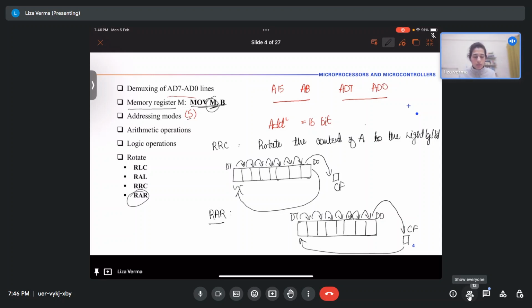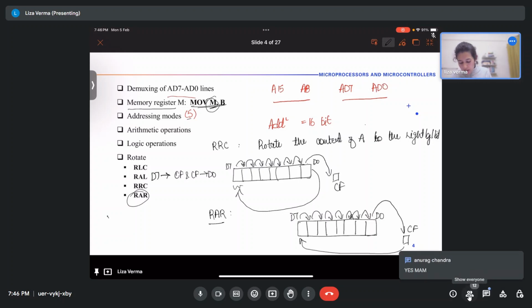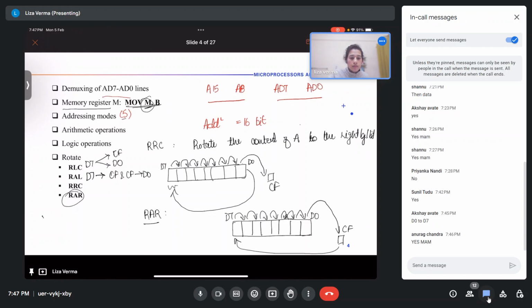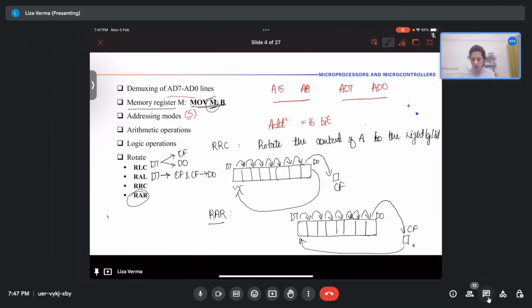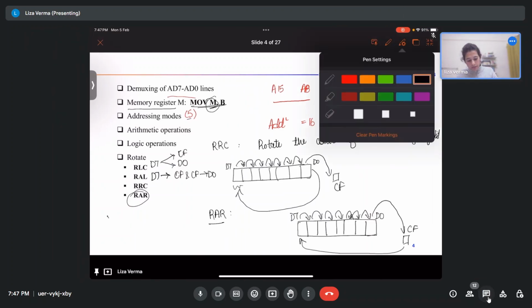Similar for RLC and RAL also. In RAL, D7 will go to the carry flag and the carry flag will go to D0. In RLC, D7 will go to both the carry flag and D0. Is it understood? Okay.